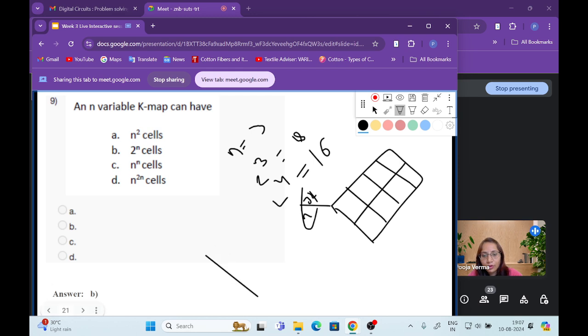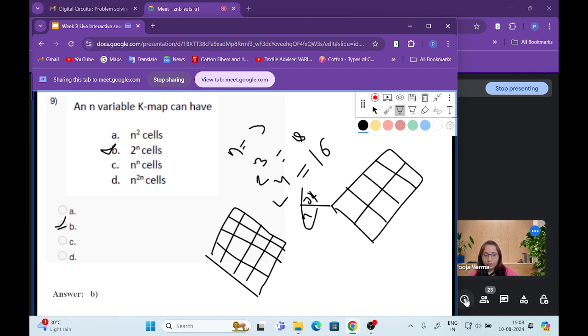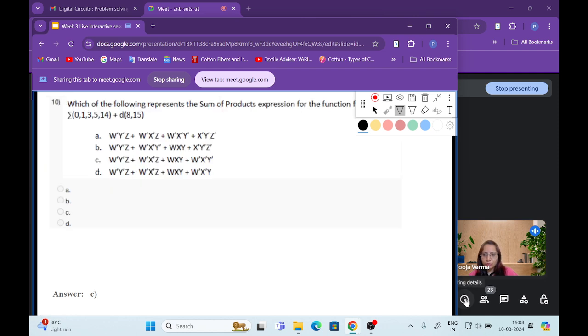So this is the K-map. 16 cells will be there. So 2 to the power n cells will be there for an n variable K-map. Here 2 to the power n cells will be there. So the correct answer is C for this question. Okay. So moving to the next question.